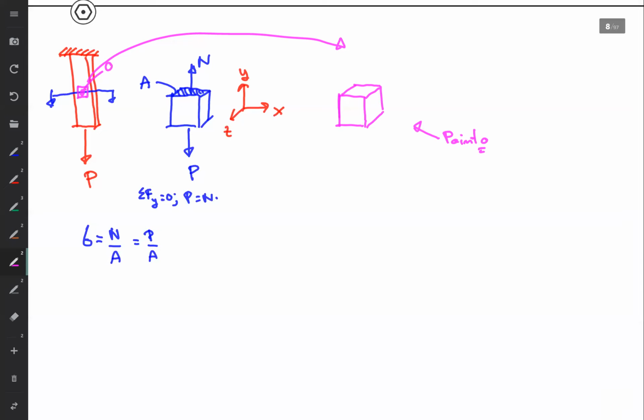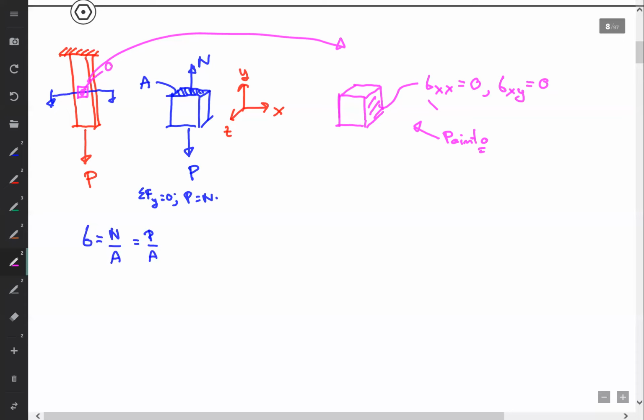So according to this, what do you think? Sigma x is equal to what? If we consider plane X first, it has only one force. It has only one force. So it means that sigma x is equal to 0, right? And then sigma xy is equal to 0 also. And sigma xz equal to 0 also, right? If we consider the Z plane, it is the same. Sigma zz equal to 0. Sigma zx equal to sigma zy equal to 0 also.